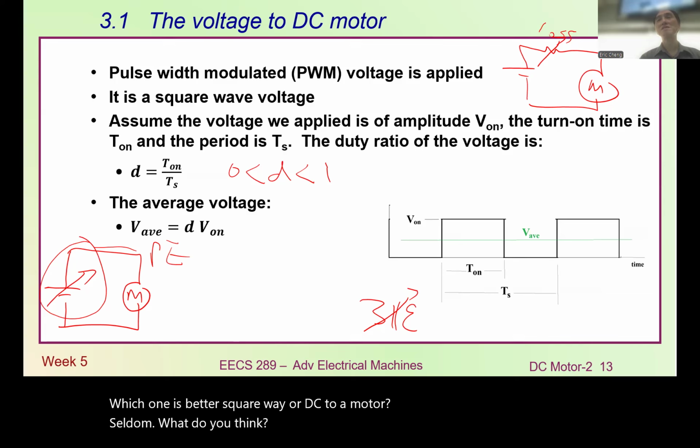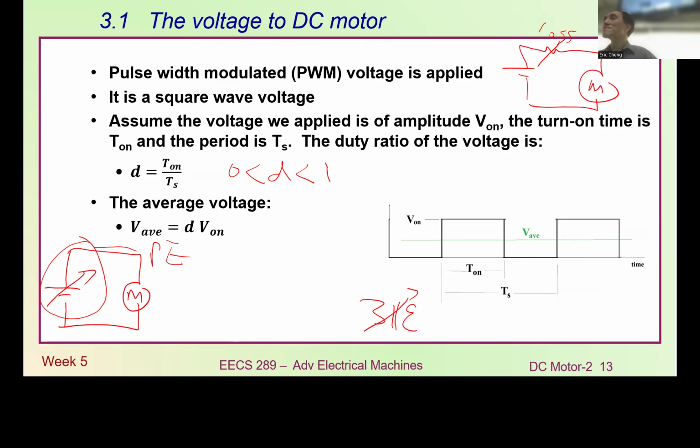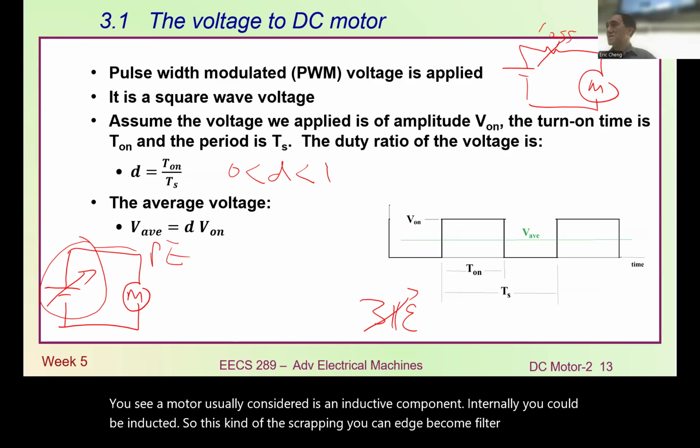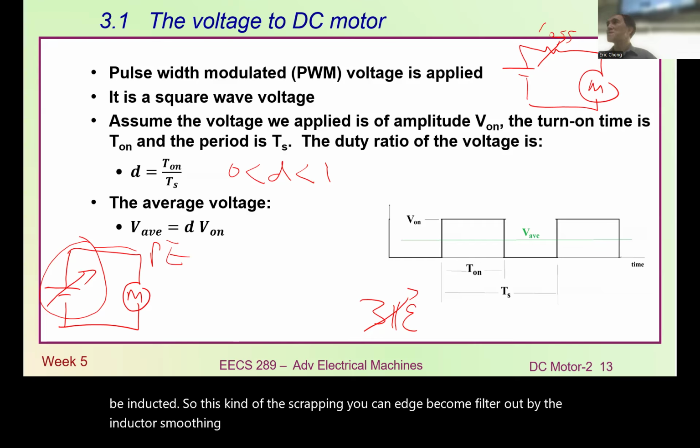Why? It also has some inductance. Yeah, that's a good point. You see, a motor usually is considered as an inductive component. Internally, it is an inductor. So this kind of square wave, you can filter out by the inductor, smoothing it out. That means the motor itself will not see this kind of switching waveform.